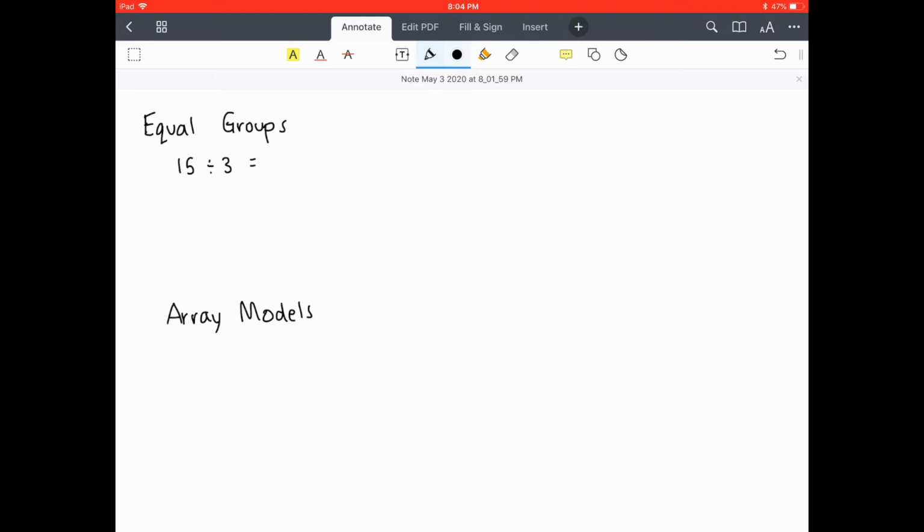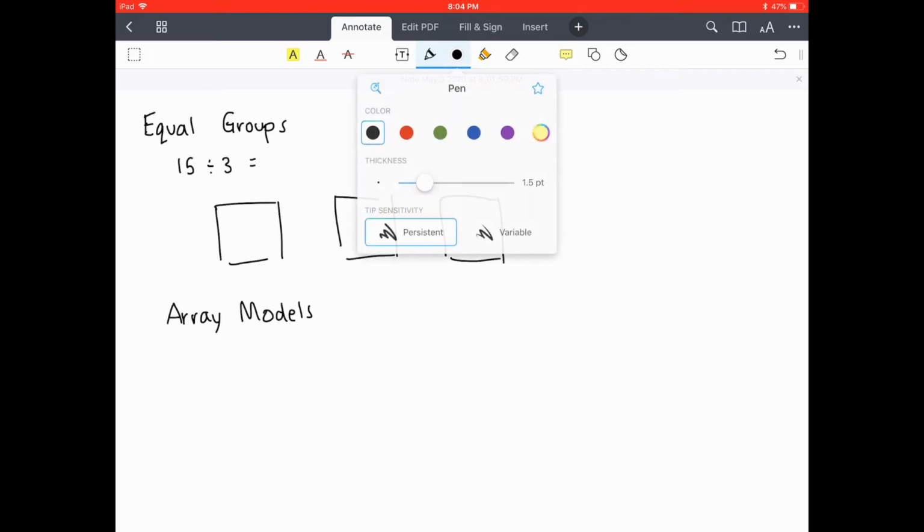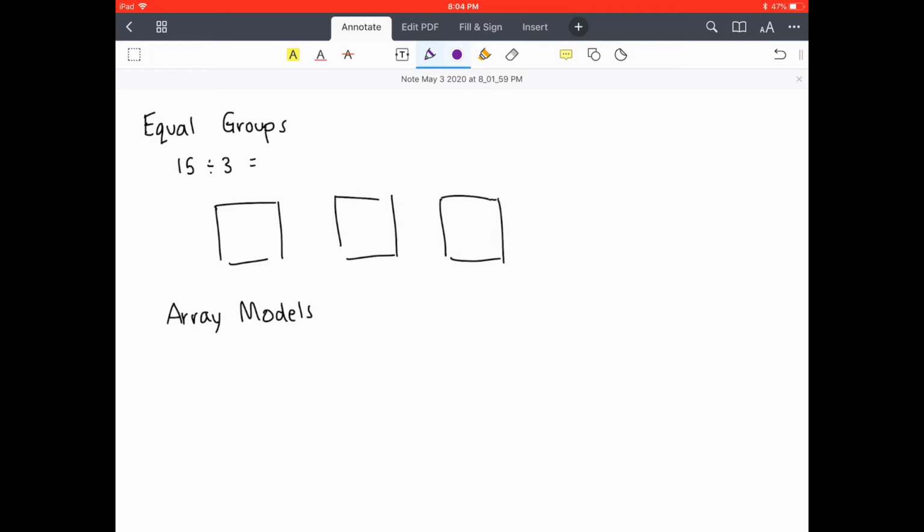For equal groups, what we're going to do is we're going to start by drawing 3 equal groups. We're actually going to start with that divisor. And then I'm going to draw in each box until I get to 15 items in total. So 1, 2, 3, 4, 5, 6, 7, 8, 9, 10, 11, 12, 13, 14, 15. So I have 15 items in total divided into 3 groups, and there are 5 in each group. So 15 divided by 3 is equal to 5.